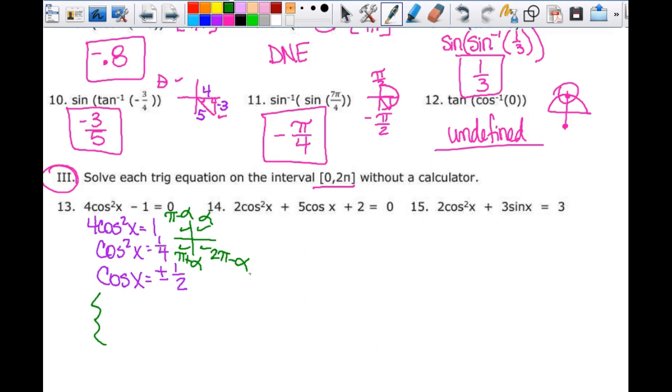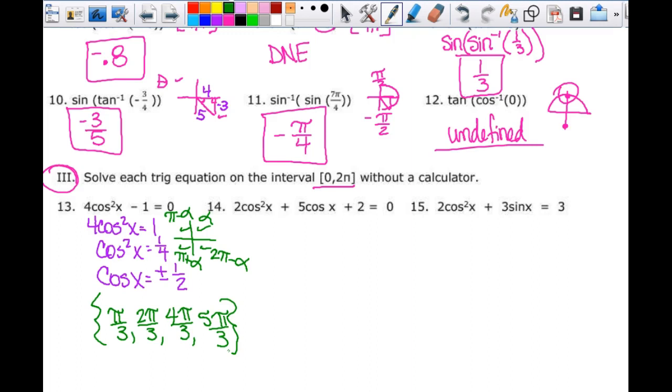Okay, so I go in here, my reference angle for cosine being 1/2 is going to be pi thirds. So pi minus pi thirds is 2 pi thirds. Pi plus pi thirds is 4 pi thirds. And then 5 pi thirds. And I get 4 answers there. Okay? Good? It came from my little hand trick. 1/2, this is pi thirds.